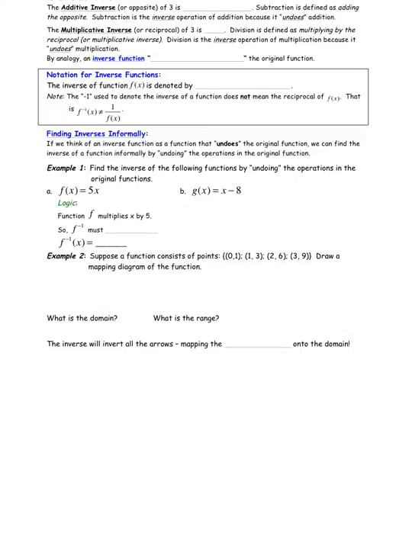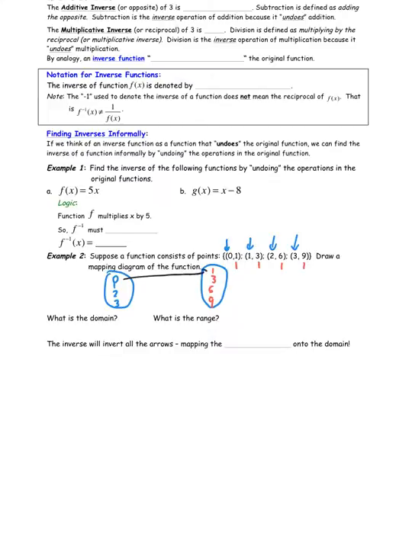So a mapping diagram, I'm going to put my inputs in this oval, and my inputs or my domain are these particular values. So 0, 1, 2, and 3, those are the inputs, and they're mapped to the outputs. So I'm going to make an oval over here. I'm going to put the set of outputs, which are going to be the values 1, 3, 6, and 9. And then I'm going to map the inputs to the outputs.